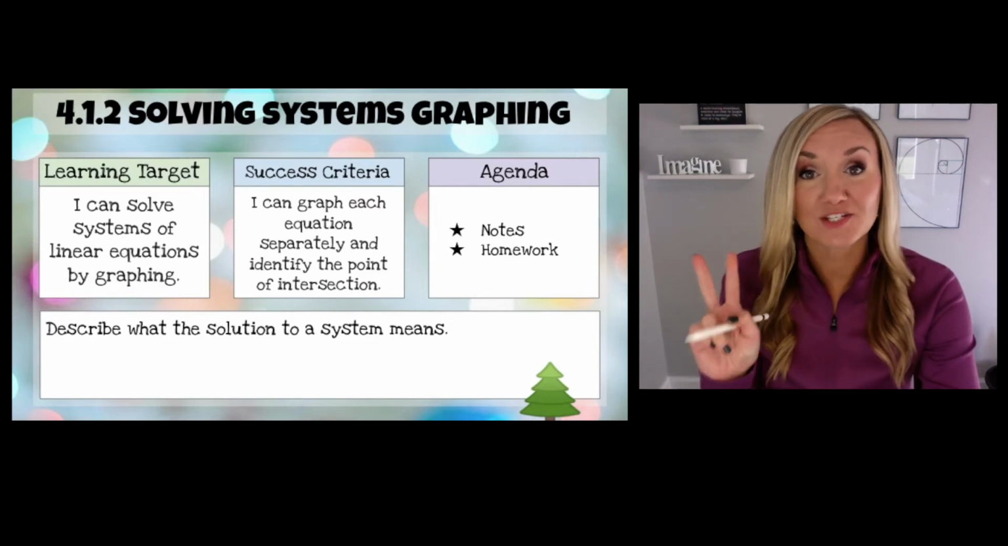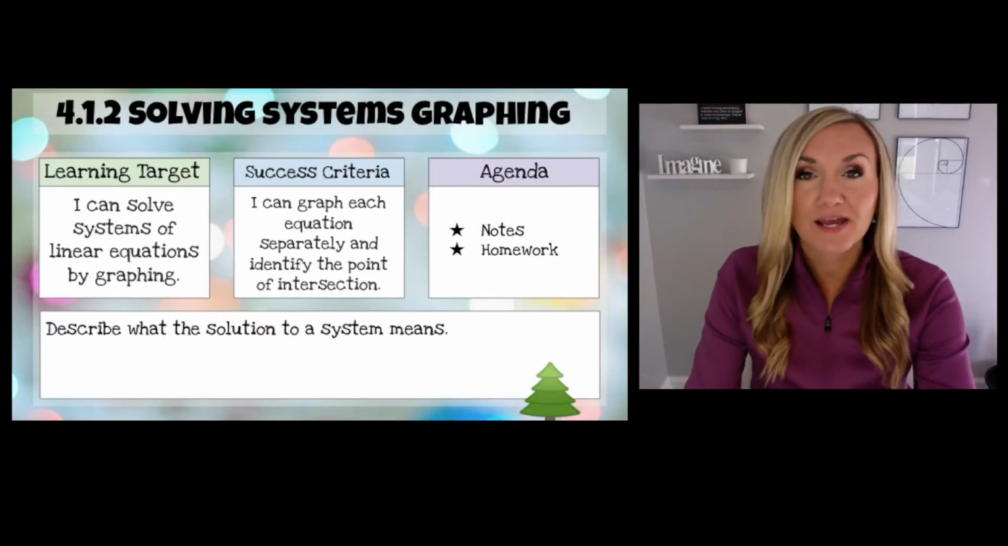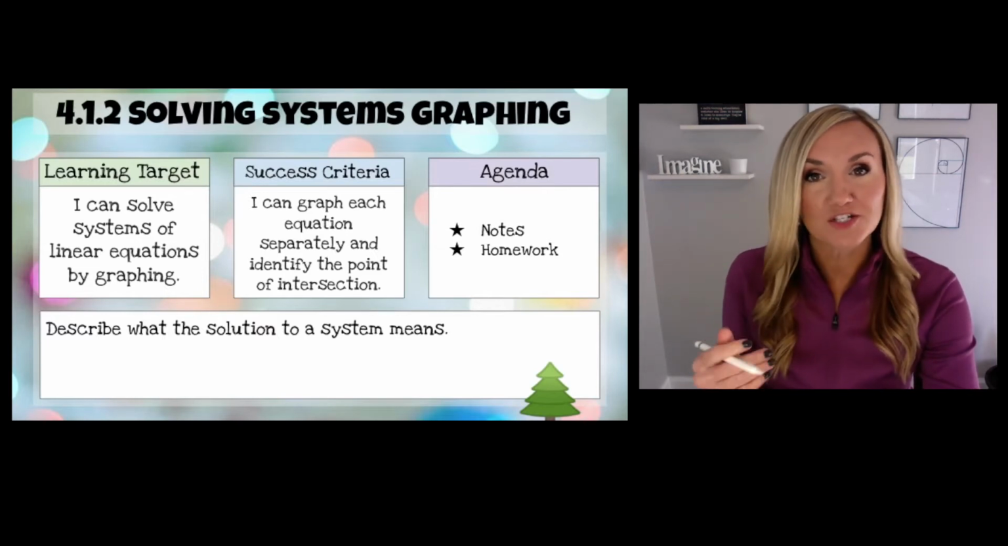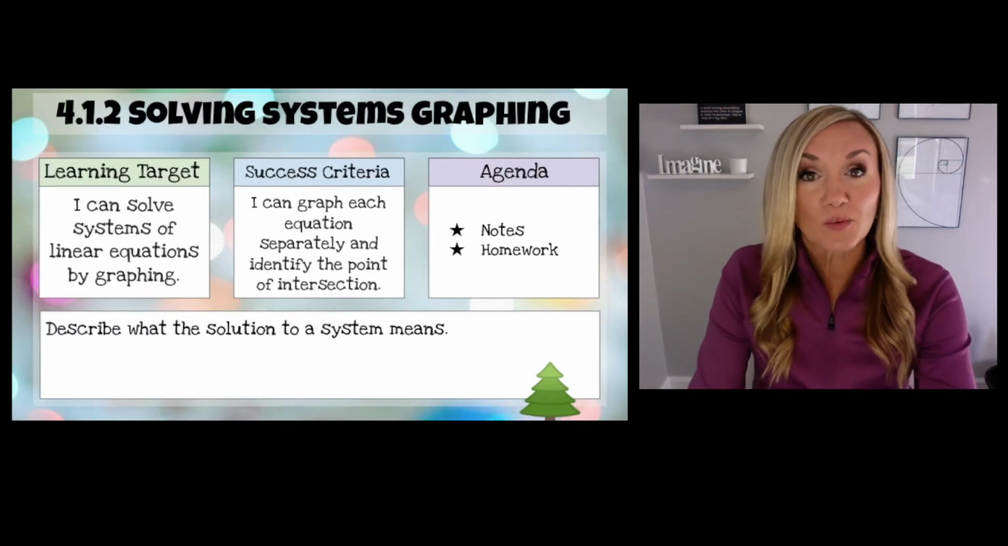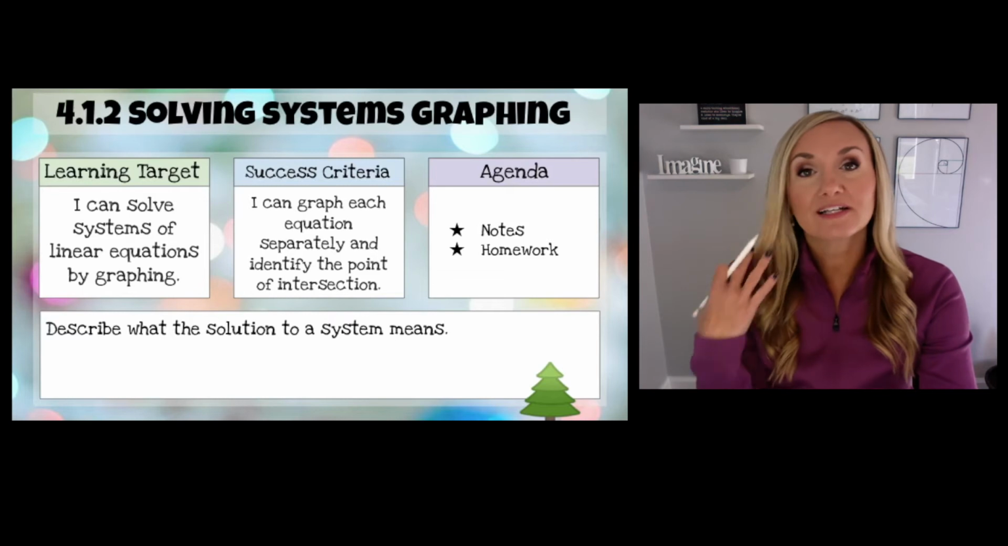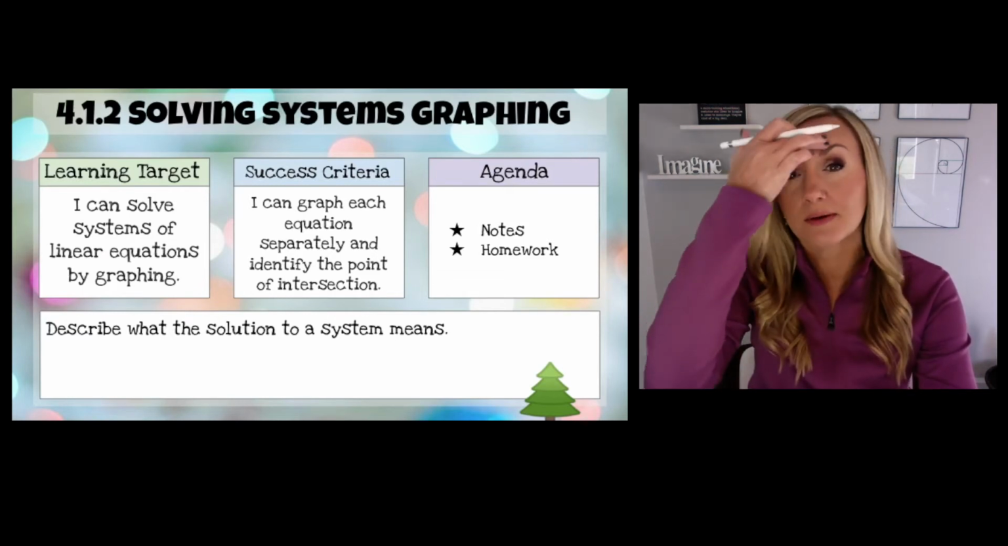Today we are on day 2 of graphing systems of equations, and today is just a little bit different because you're going to have one equation in standard form and one equation in slope-intercept form. All right, so let's start off by talking about what a solution to a system means.